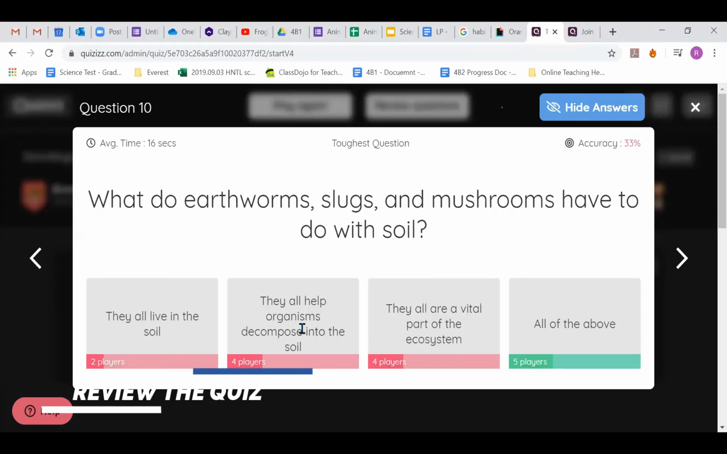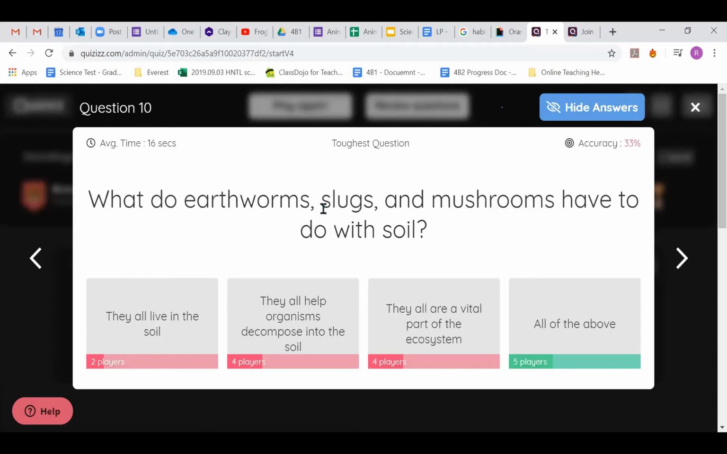I'm actually quite happy with the overall accuracy. So what do earthworms, slugs, and mushrooms have to do with soil? They all live in soil. Well, yeah, where does an earthworm live? Its name is earthworm. A worm that lives in the earth.